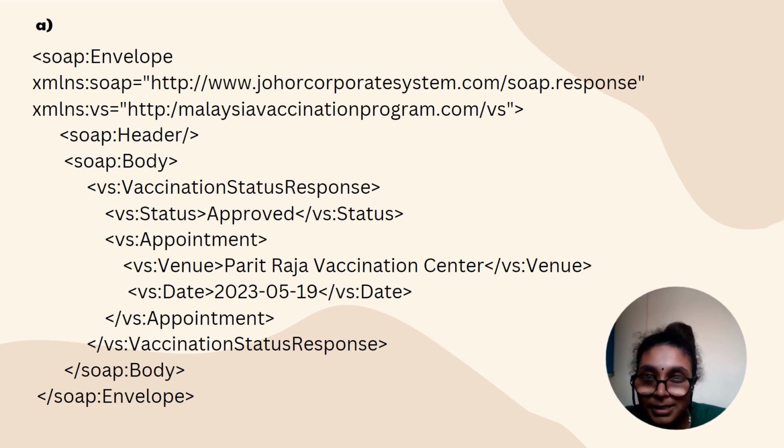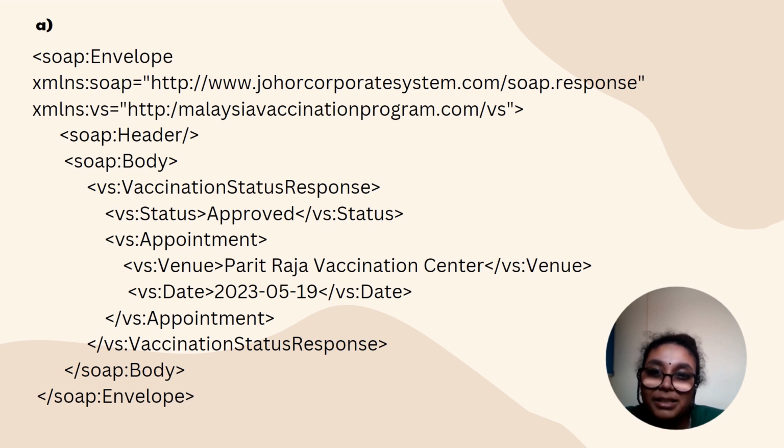After inserting the header tag, we will insert the body tag, which starts with the vaccination status response opening tag. After the opening tag of vaccination status response, we start with the status tag name, and then the data, which is mentioned as approved. And after that, the second tag will be the opening tag of appointment, and under the appointment tag will be the venue tag and date tag.